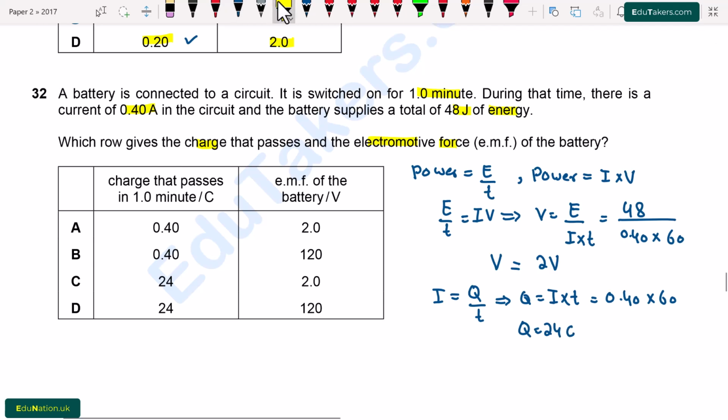Now we see the options. Option A: charge 0.40, EMF 2.0. B: 0.40, 120. C: 24, 2.0. D: 24, 120. From here option C is correct because the charge that passes in 1 minute is 24 coulomb while the EMF of the battery is 2.0 volt.